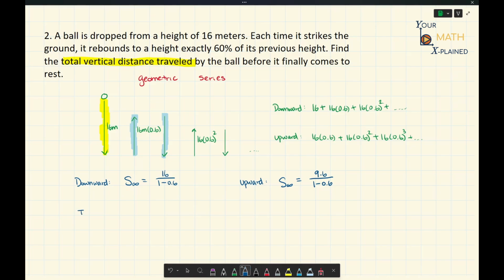So therefore, the total distance is just going to be the two of them added together. So total distance is equal to 16 over 1 minus 0.6 plus 9.6 over 1 minus 0.6. And this evaluates to a total of 64 meters.